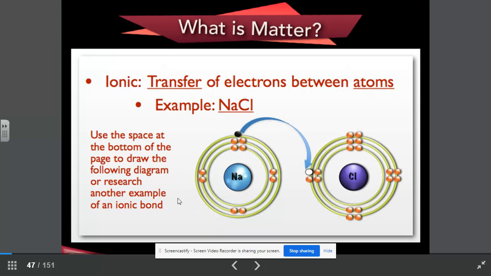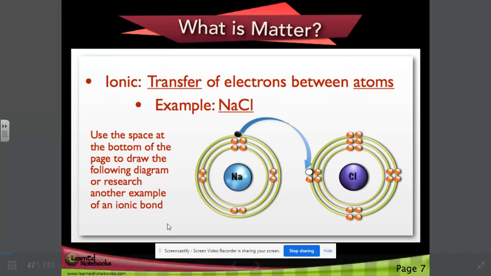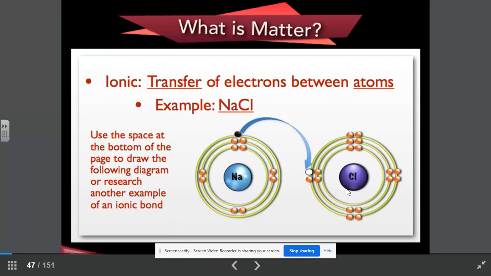An ionic bond is when we have the transfer of electrons between atoms. They go from one atom to another, from one orbit to another. Here you can see where this electron in the outermost shell has been transferred over here. You can see the transfer right here. It goes from here to here.